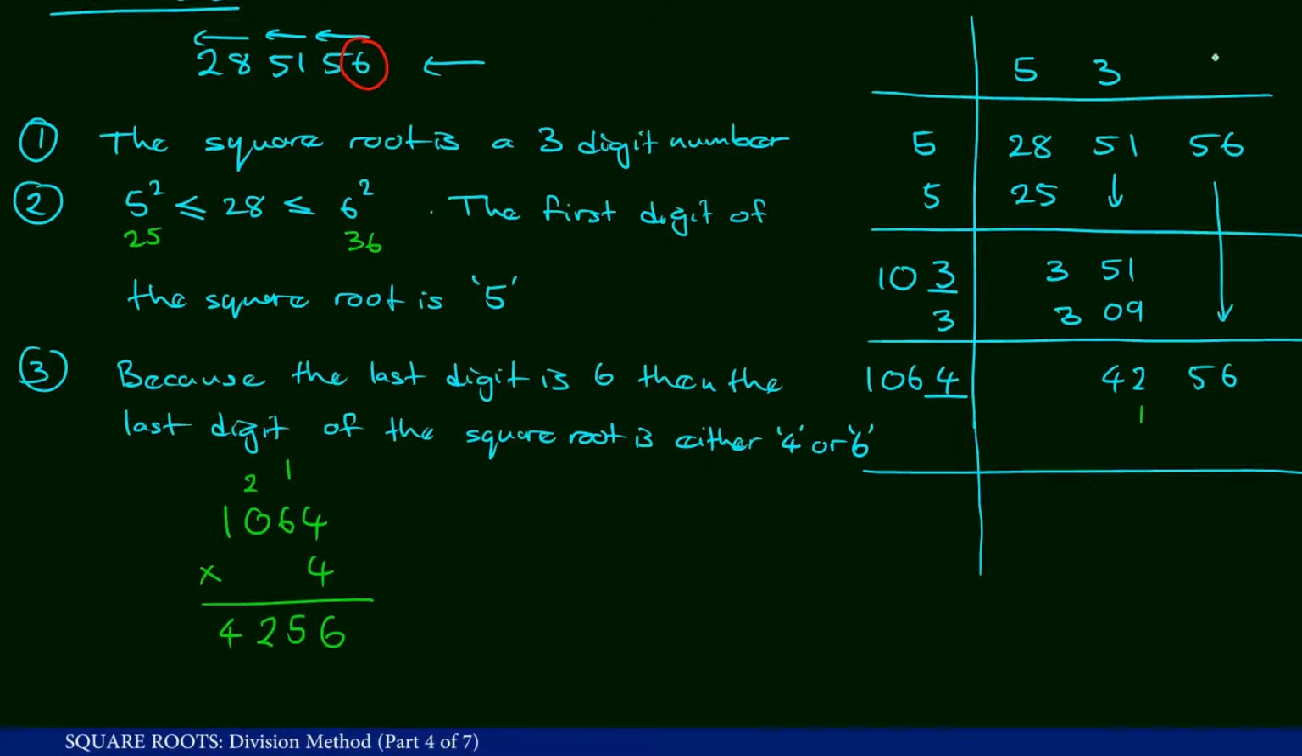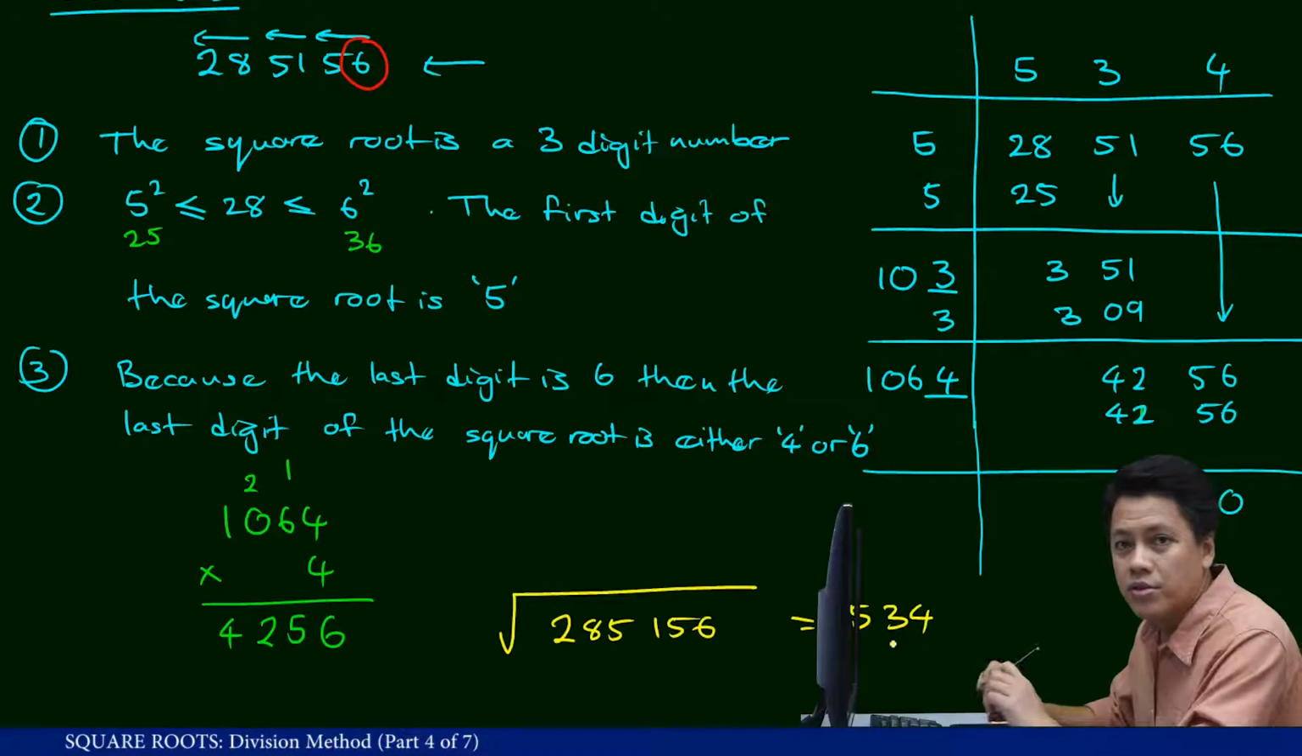So 4 here and 4 here. That gives us 4,256 with remainder 0. That means the answer for this question, the square root of 285,156, is equal to 534.